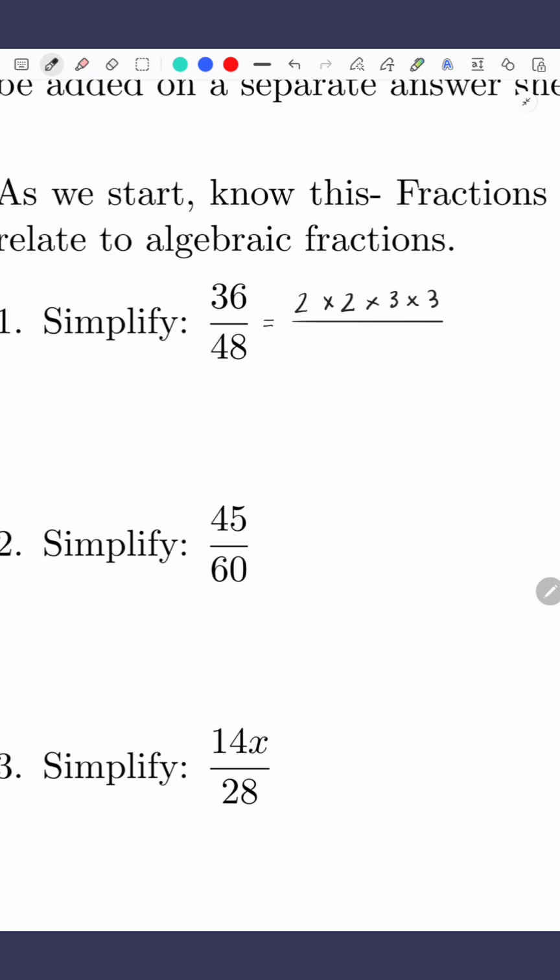There are other methods that are a little bit more safe for you to use. Now the bottom one, 2 times 2 is 4, and then if I times that by 12, then I get to 48. So I'm thinking times 3 times 4, and 4 is 2 times 2.